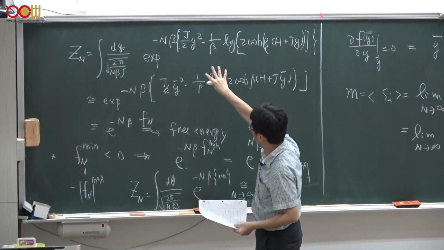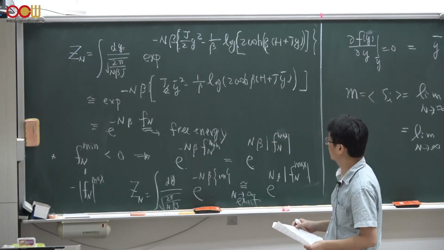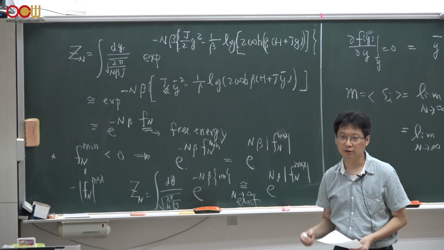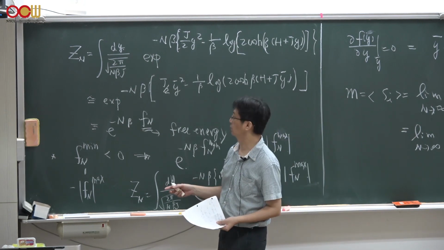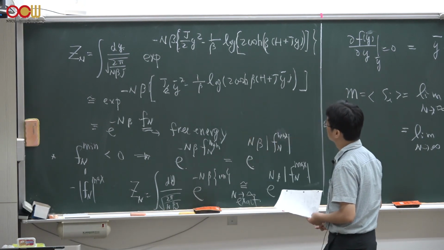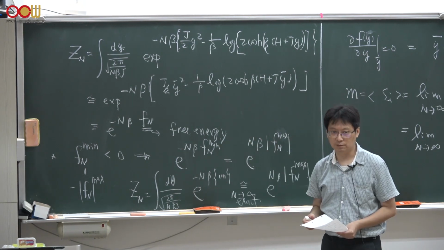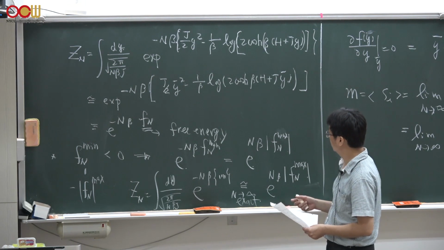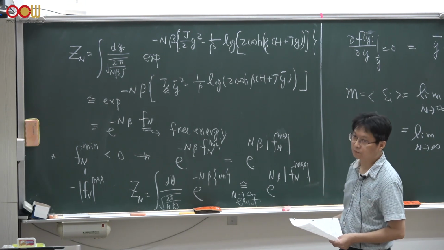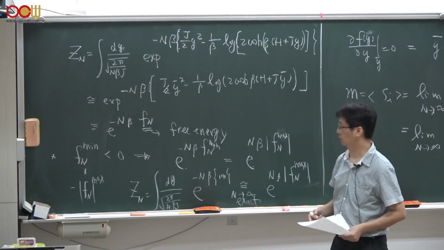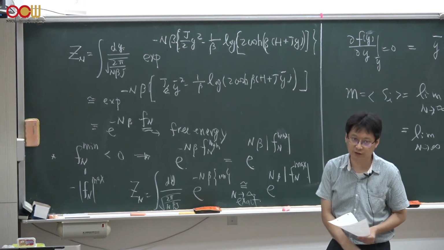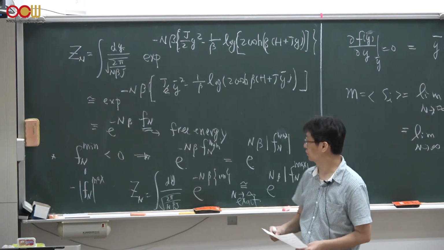So before the break, we derived this partition function by rewriting it in terms of the Gaussian integral over dy, and we said that in the thermodynamic limit where n goes to infinity, this integral is given by the saddle point value. Let me explain how to actually get to this conclusion.